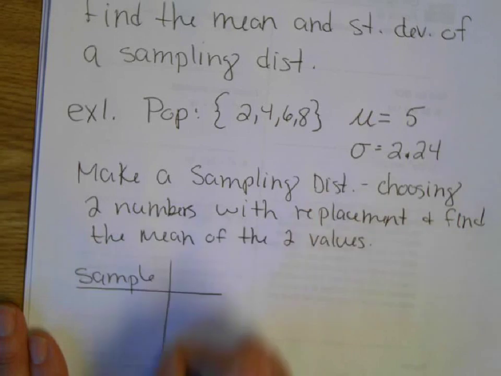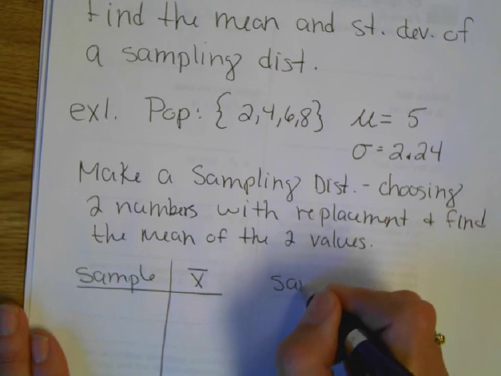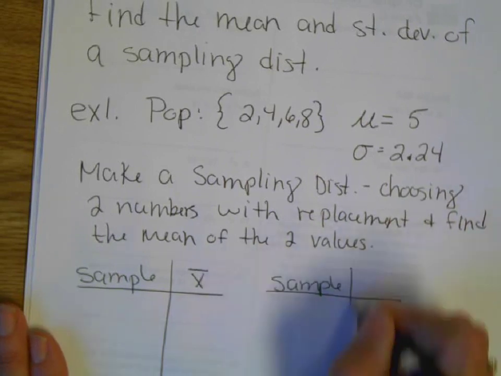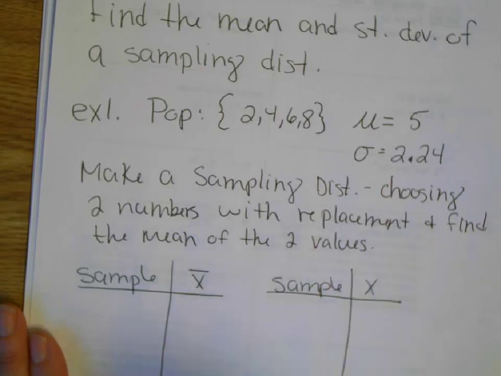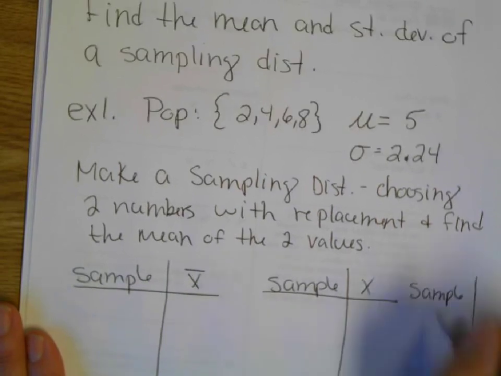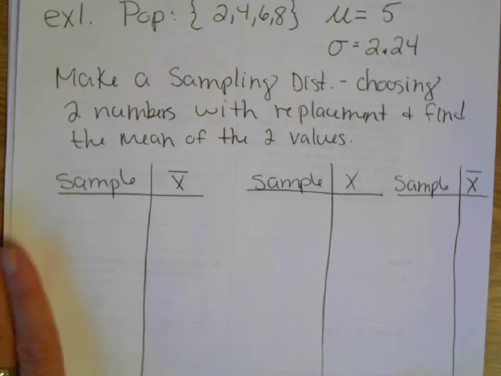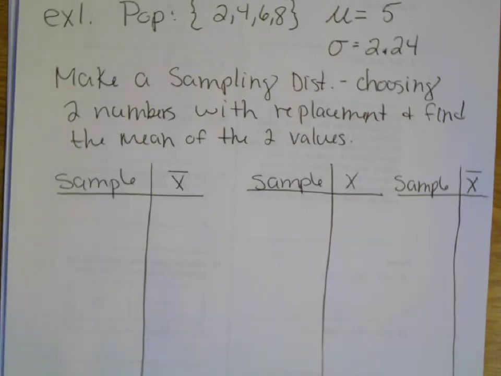The sample, and then the mean. And I know it's going to take more than 1 column. Sample, and the mean, and maybe even 1 more. I don't know how big I'm going to write. So we're going to write down every single possible set of 2 numbers you can get by grabbing 2 numbers at a time with replacement. So let's grab a number, put it back, grab a second number, put it back. So let's be organized about it.